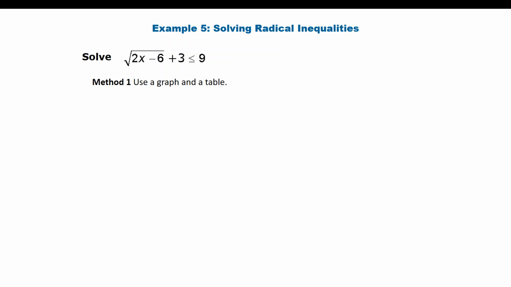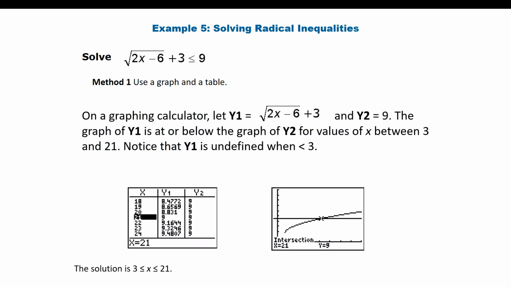All right, so we're going to solve this problem, and you can use a graph and a table first. If you're using your graphing calculator, you'd let y1 equal this expression, y2 equal 9, and then you can look at it and see that we want y1 to be less than y2 on your calculator. And notice at 9, it is equal to 9 because it said greater than, less than, or equal.